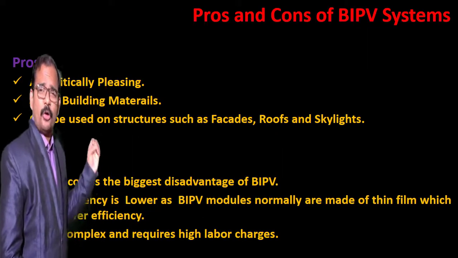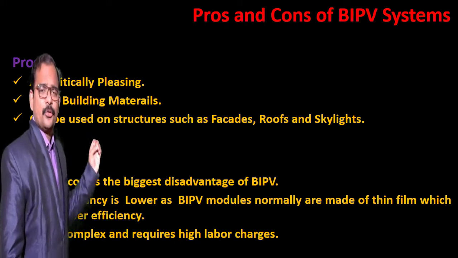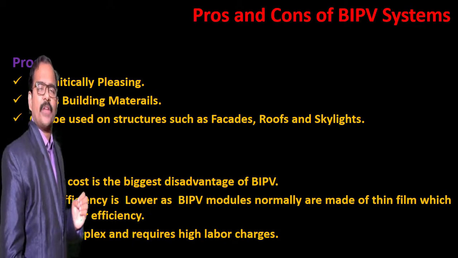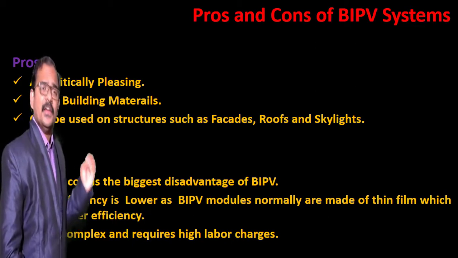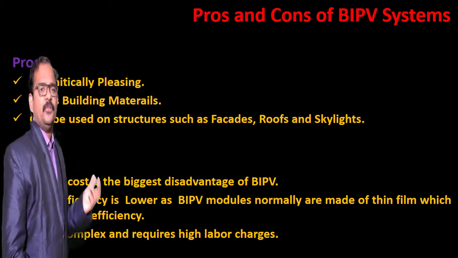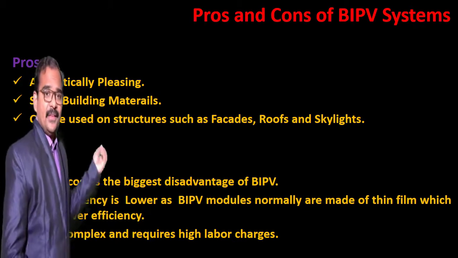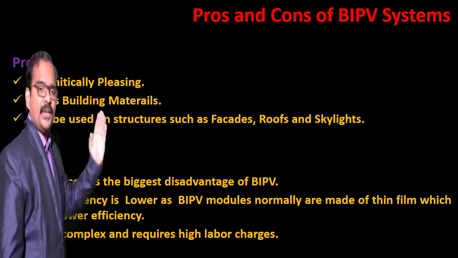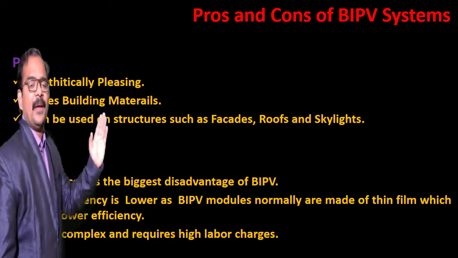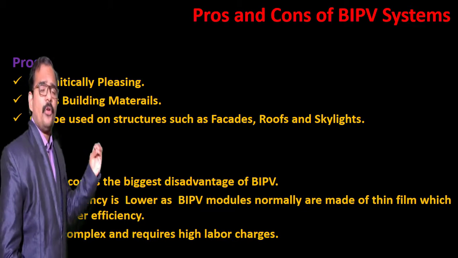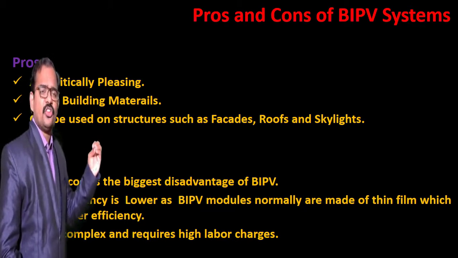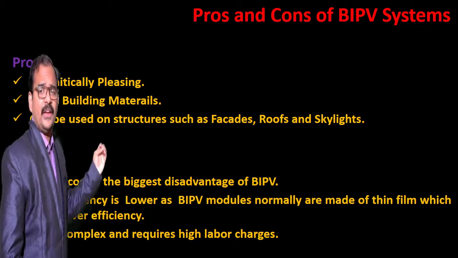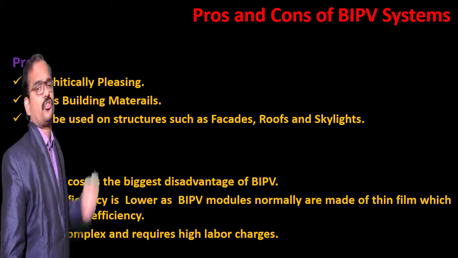What are the pros and cons of these building integrated photovoltaic systems? Coming to the pros, they are aesthetically pleasing. When you look at them, you feel in an aesthetic manner, right? And then it saves building material. So in place of building materials, you are incorporating solar panels, and thereby you are saving the cost of building materials for elevation or facade or roofs. It can also be used on structures such as facades, roofs and skylights.